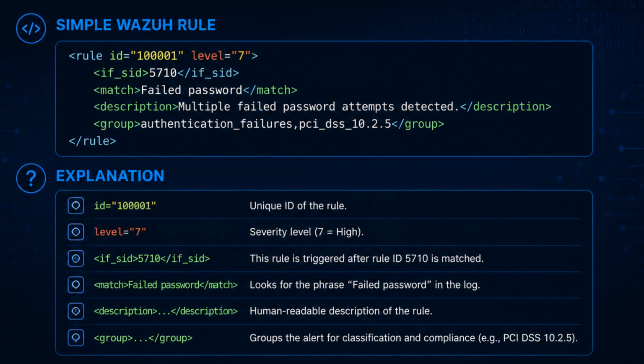Wazuh already comes with thousands of pre-built detection rules. These are called default rules. They help detect different types of security threats like SSH brute force attacks, Windows login failures, and many more threats. Now let's see where these rules are stored inside Wazuh.